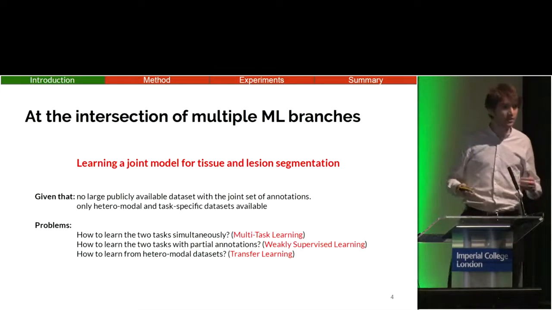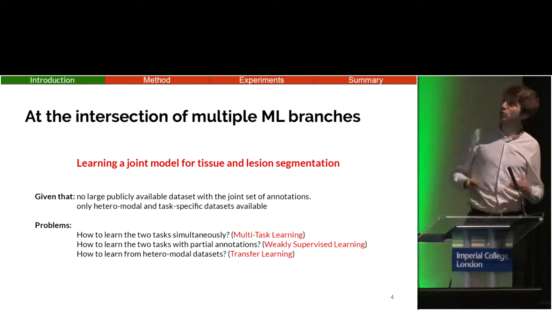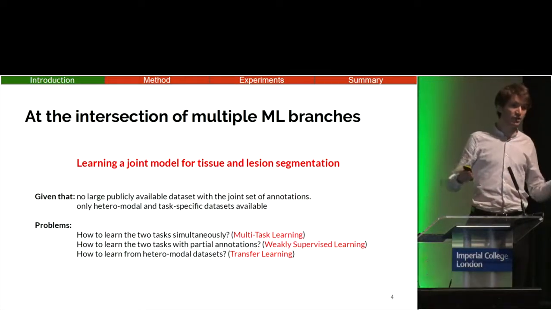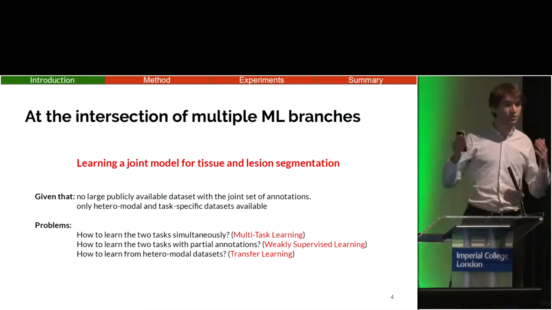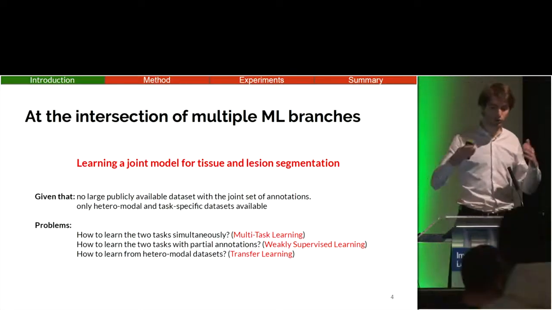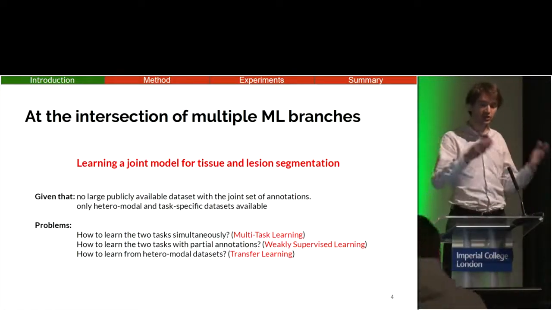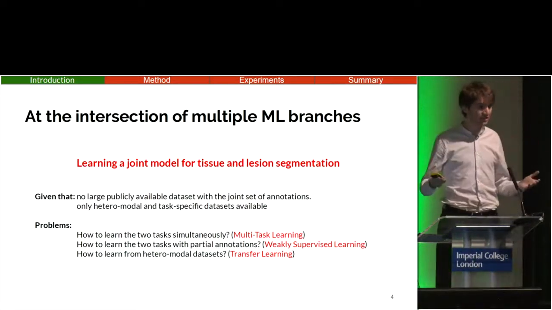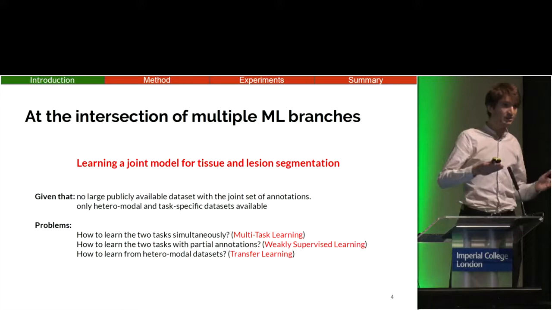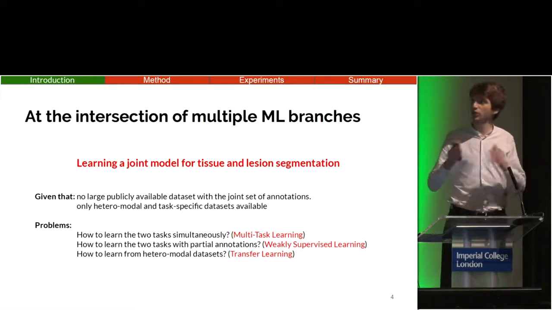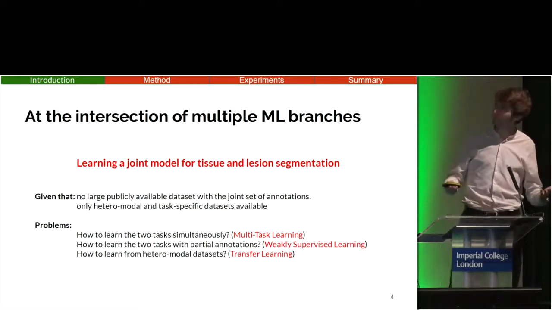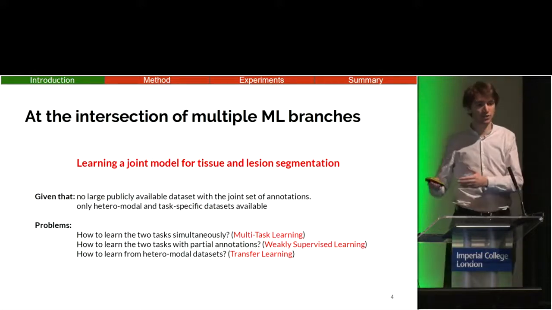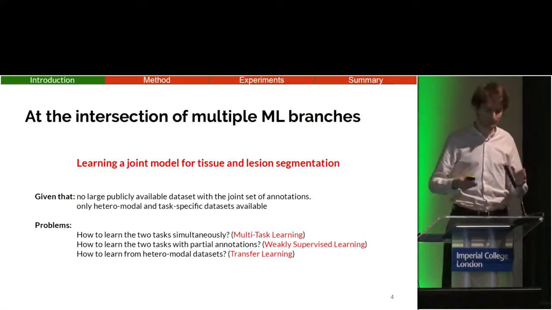So to sum up, what we want to do is to learn a joint model for tissue and lesion segmentation, given that there is no large dataset available with the full set of tissue and lesion annotations. What we propose is to leverage the existing datasets that are task-specific, so either with the tissue annotations or the lesion annotations, but never both, and hetero-modal, so either the T1 scans or the T1 plus FLAIR scans.